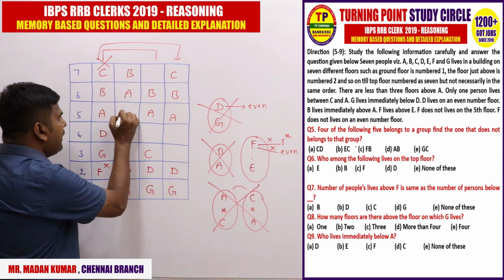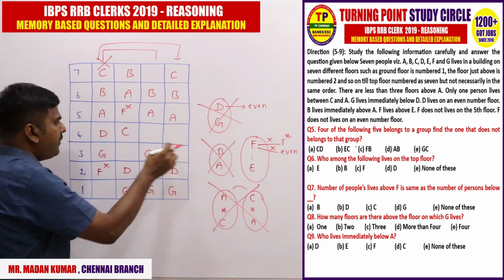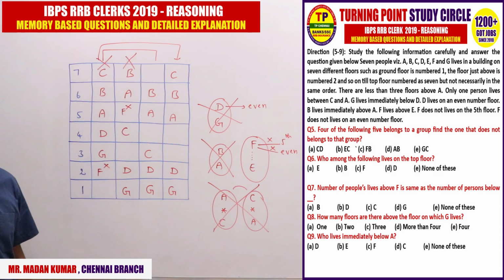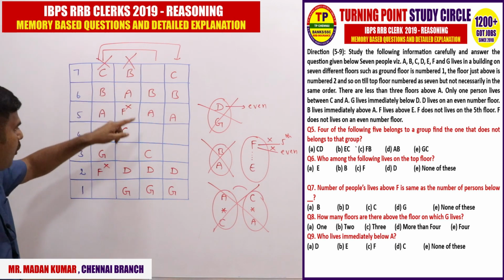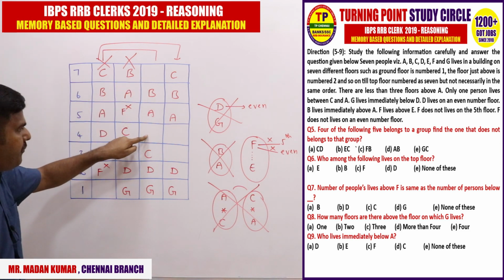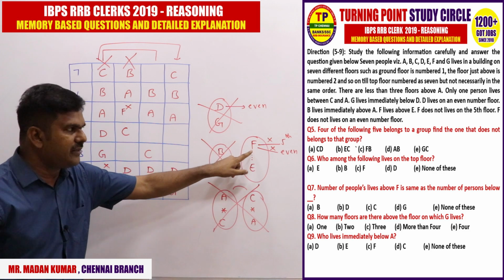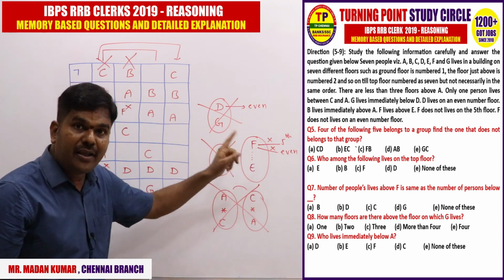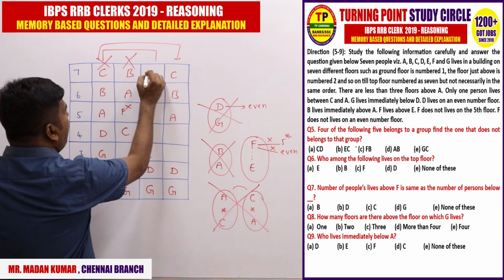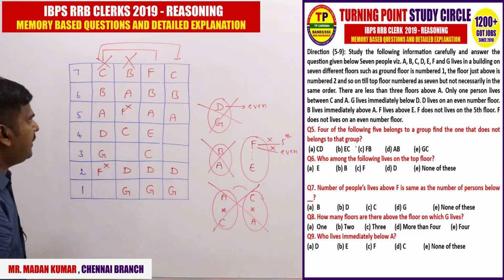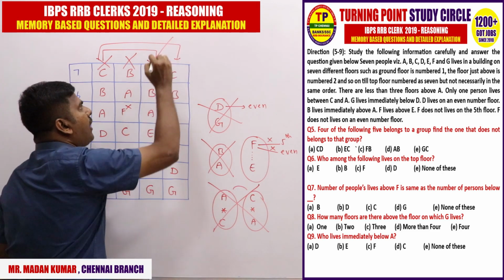F cannot be on the fifth floor, and below F, E has to be there. That is the reason this option also has to be eliminated. Now coming here, F can be on the seventh floor and E can be on the fourth floor. Is the possibility there? Yes. Why? Because F cannot be on an even number floor and F should not be on the fifth floor. So F has to be on the seventh floor and E can be on the fourth floor. This possibility is there. We can go ahead with that.